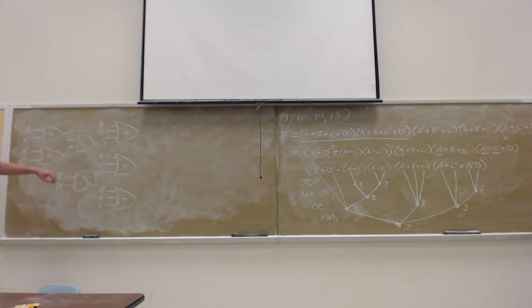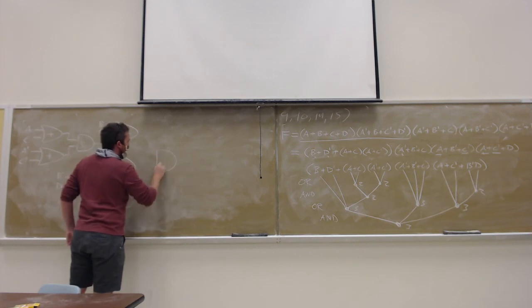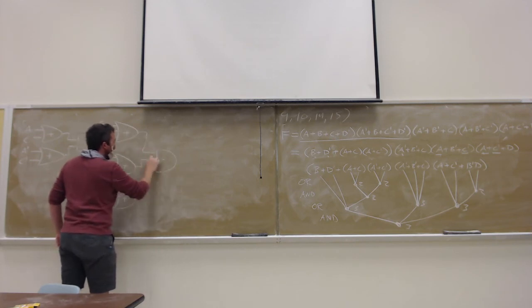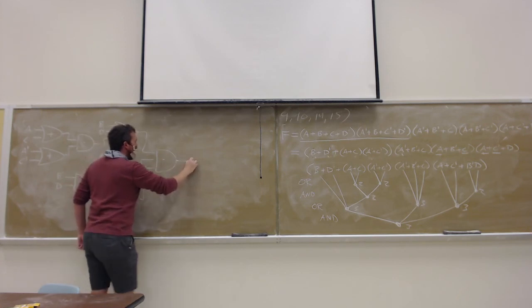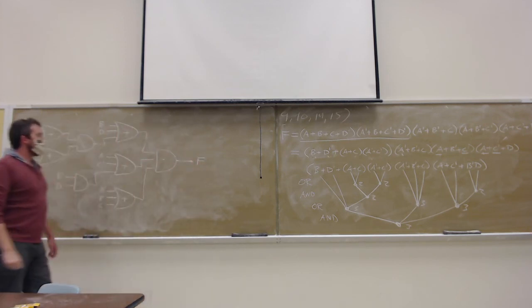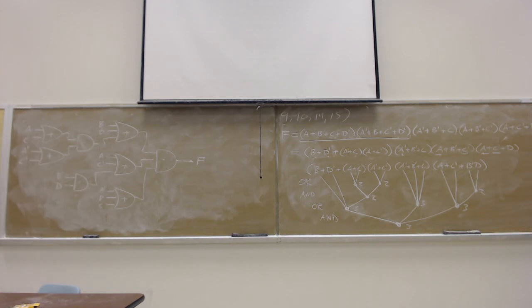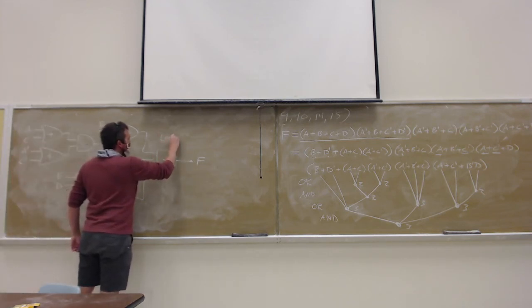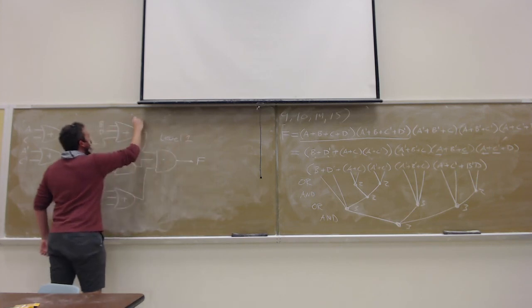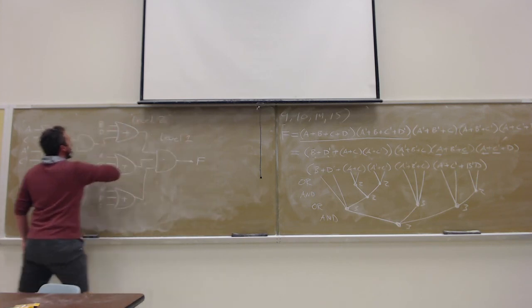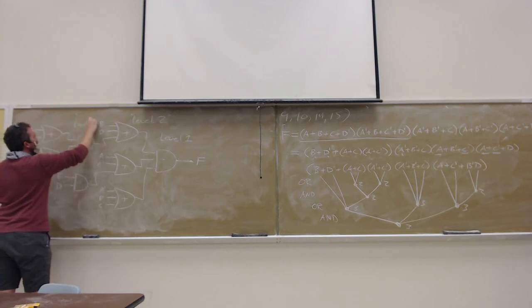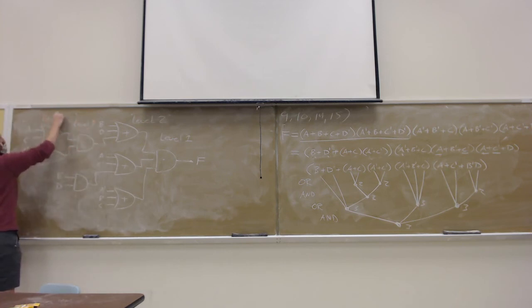All right, and then they all get ANDed together, right? 3 inputs into an AND gate. And that gets us our output function F. And the only thing left to do now is convert it to NOR gates. Let's make a note of our levels. That's level 1. That's level 2. That's level 3. And that's level 4.